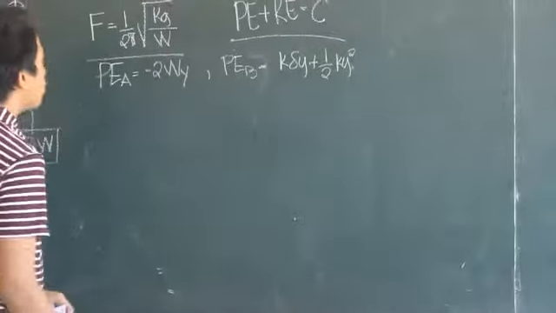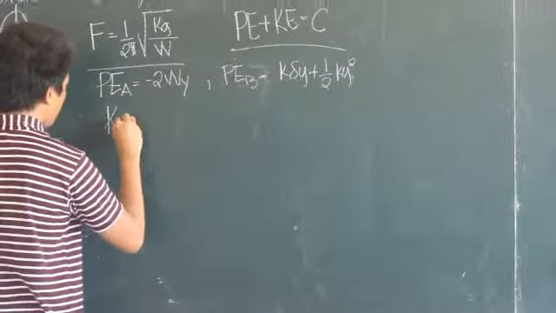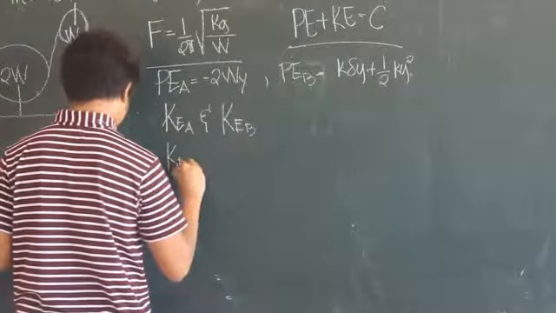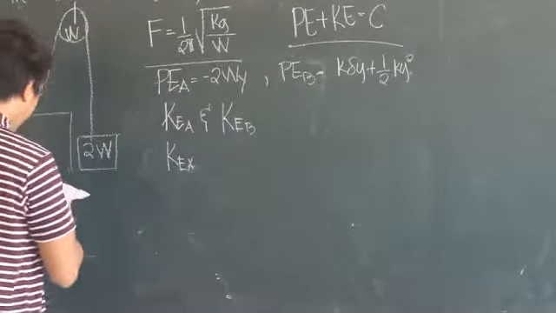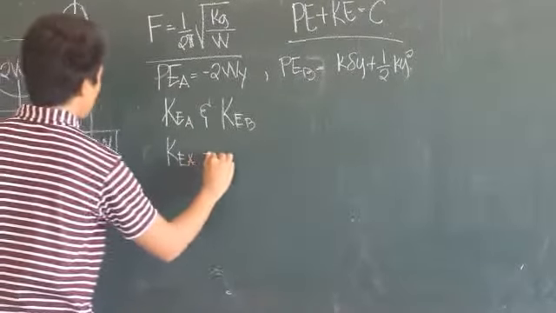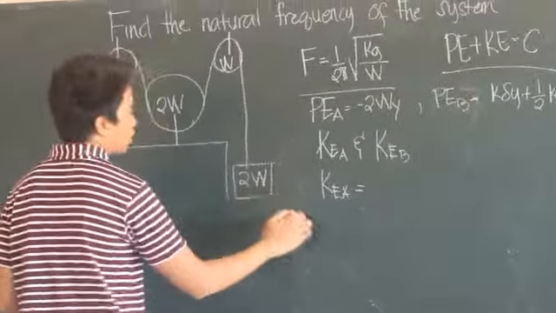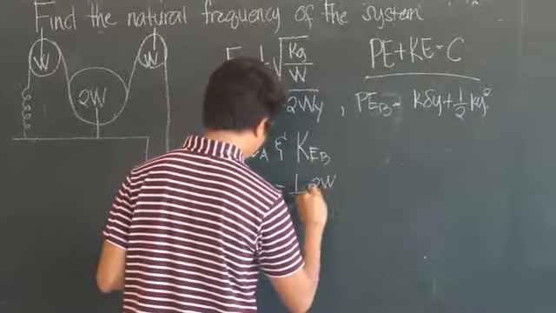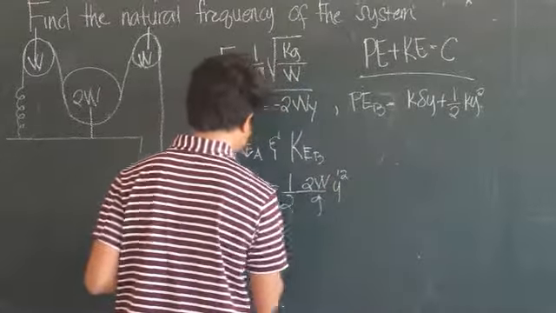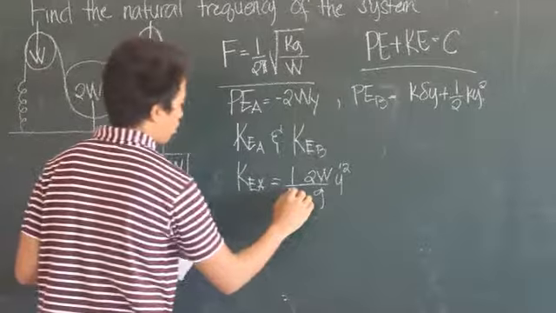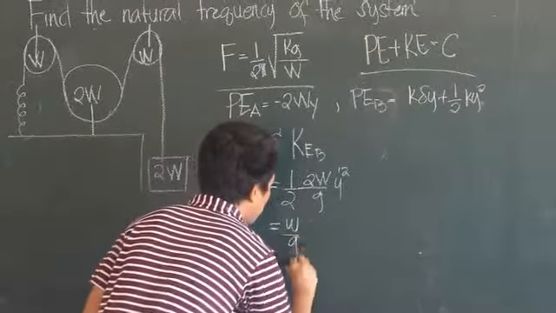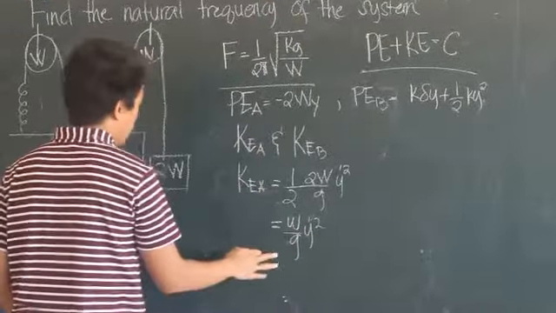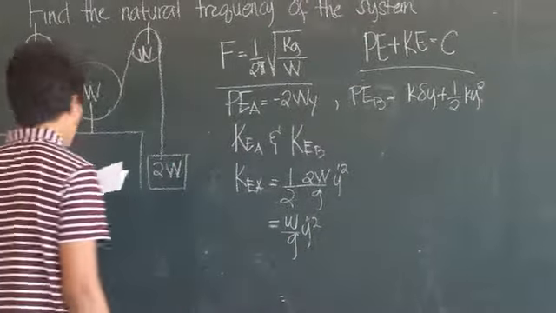Next, the kinetic energy. Also, the kinetic energy is divided into two parts, kinetic energy A and kinetic energy B. Kinetic energy A is the energy of translation of the weight. So, since our weight is 2W, we have the kinetic energy A equal to weight over g, which is the gravitational constant, and y prime squared.